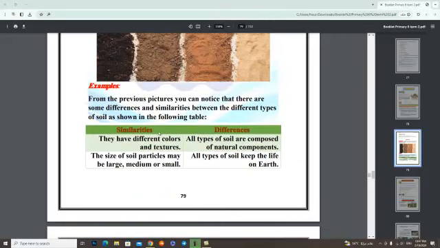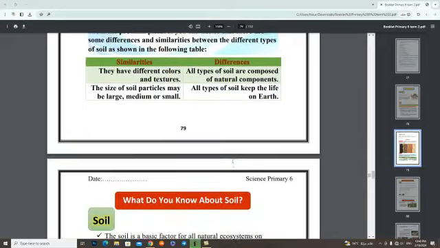Similarities and differences. They have different colors and textures. The size of soil particles may be large, medium, or small. But what are the differences? All types of soil are composed of natural components. All types of soil keep life on Earth.